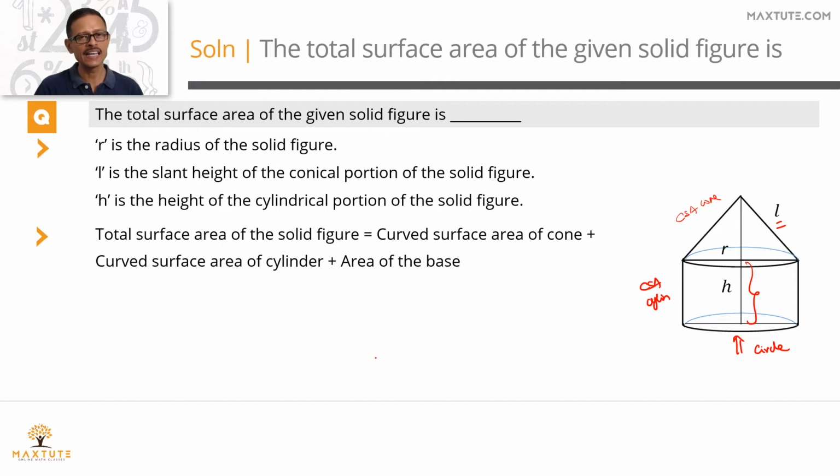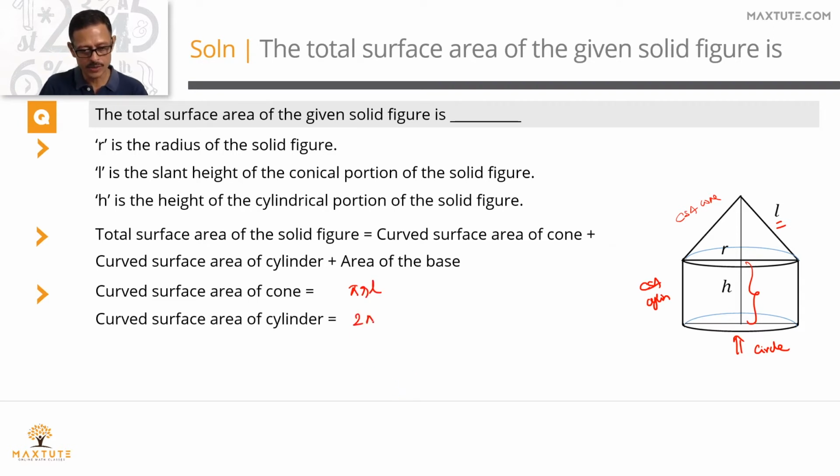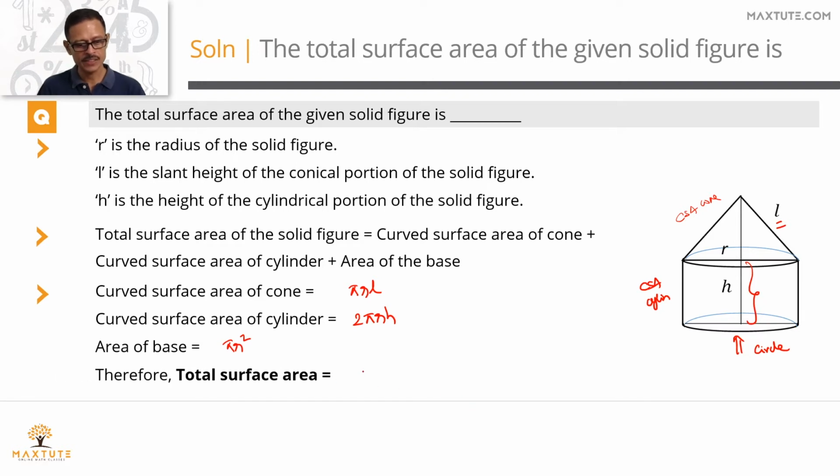In terms of R, L, and H, let's write down all of these values. Curved surface area of the cone, we know the formula, which is equal to pi RL. Curved surface area of the cylinder, the formula is equal to 2 pi RH. And the area of the circle at the bottom, the formula is equal to pi R square. Add all of these, we'll get the total surface area, which is equal to pi RL, CSA of the cone, 2 pi RH, CSA of the cylinder, plus pi R square, area of the circle at the bottom.